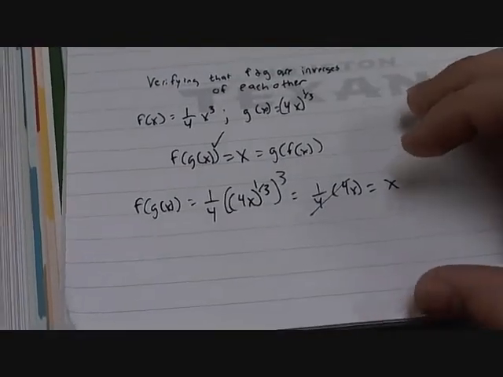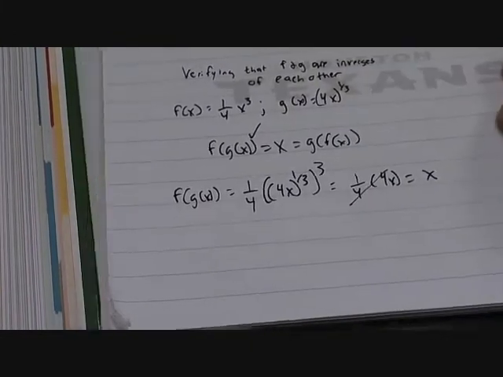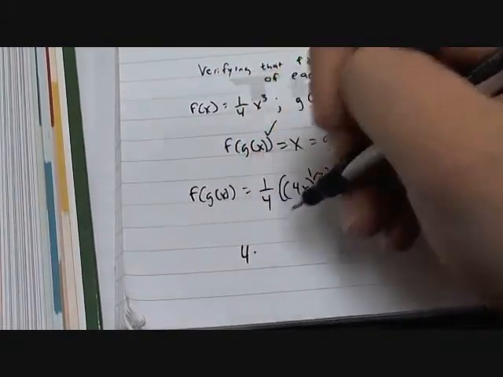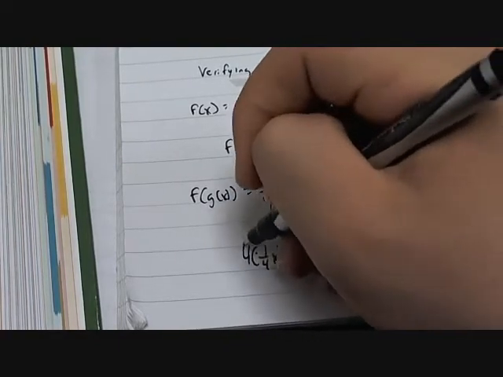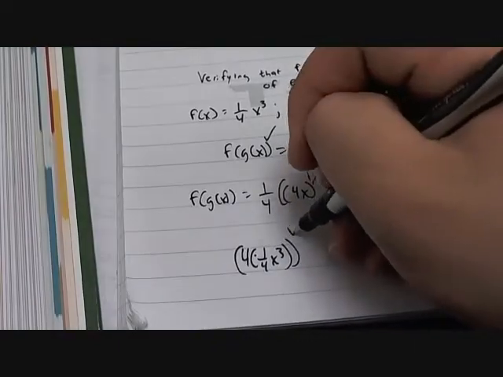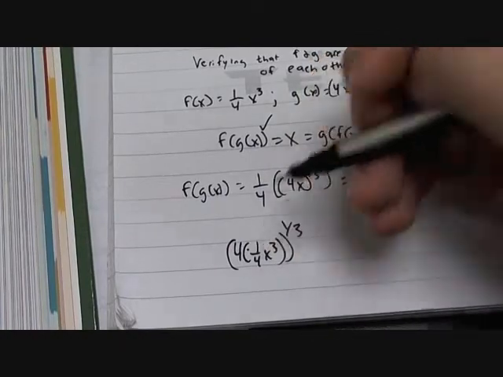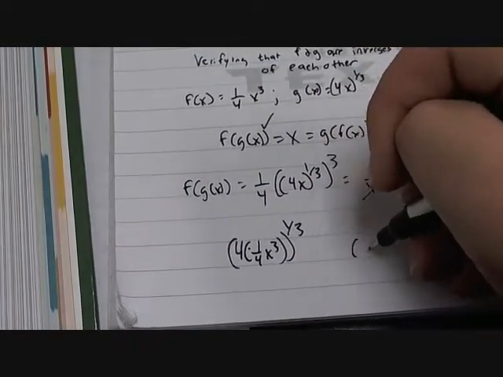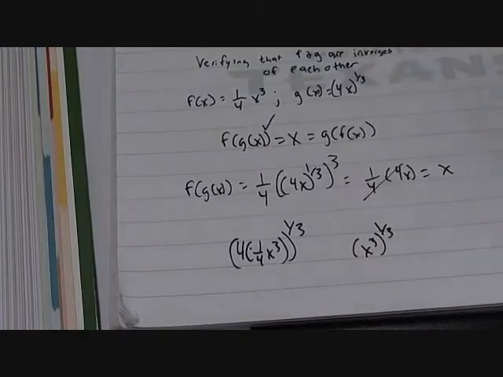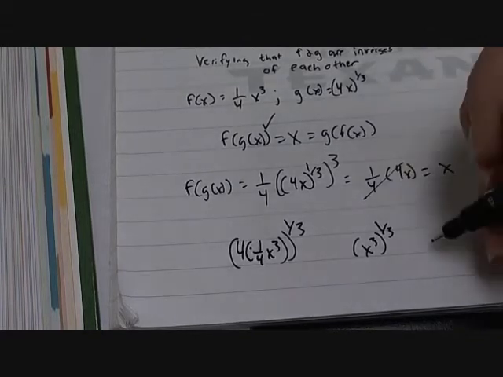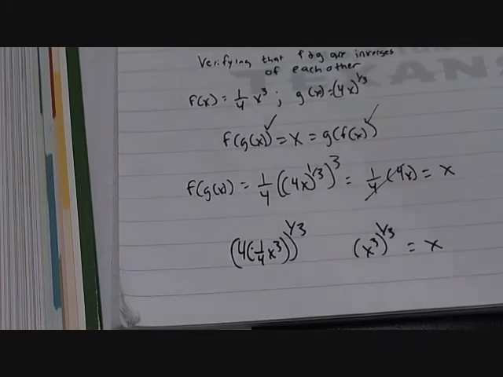Now the other way around, g of f of x. So we're going to put this into here. So it'll be 4 times 1/4 x cubed, the whole thing raised to the 1/3 power. So we're going to do everything inside the parentheses first. So 4 times 1/4 is 1. So you're left with x cubed raised to the 1/3 power. So again, power rule. You multiply your exponents. So 3 times 1/3 is 1, giving x. So they both check out. So they're both inverses of each other.